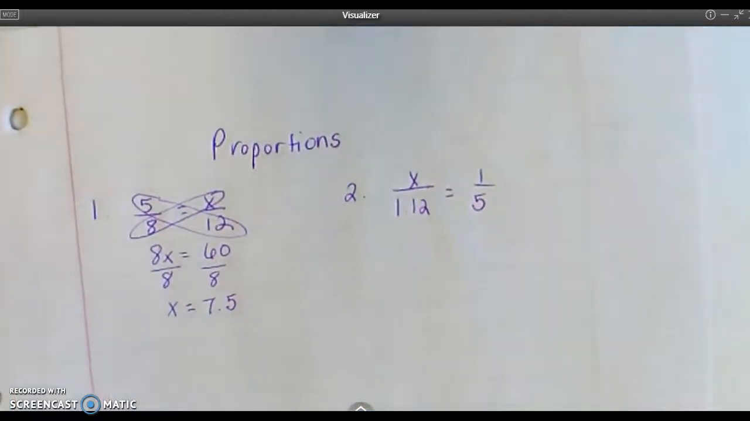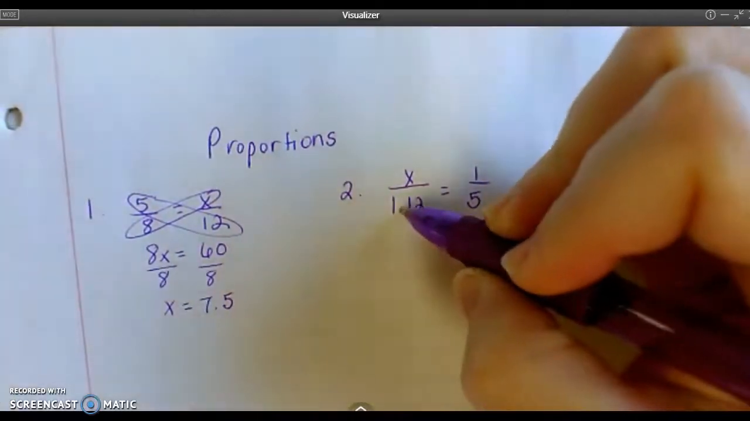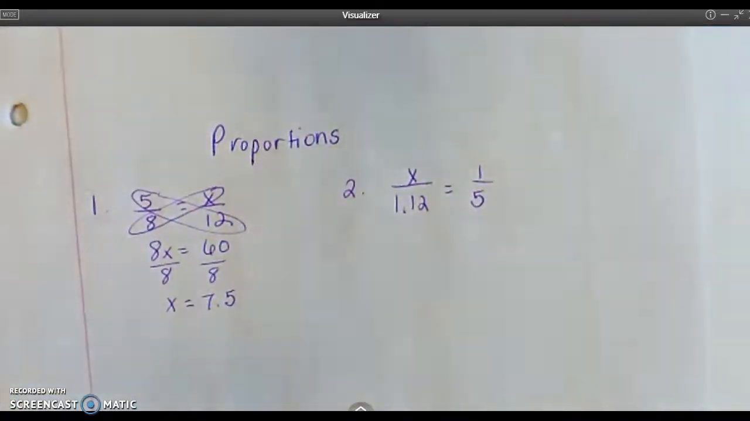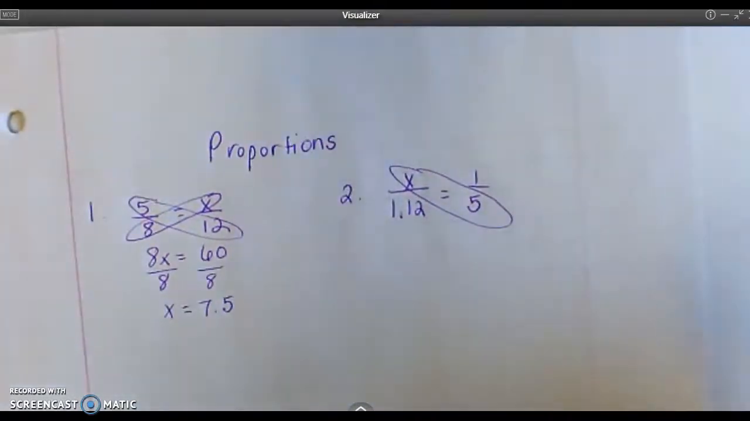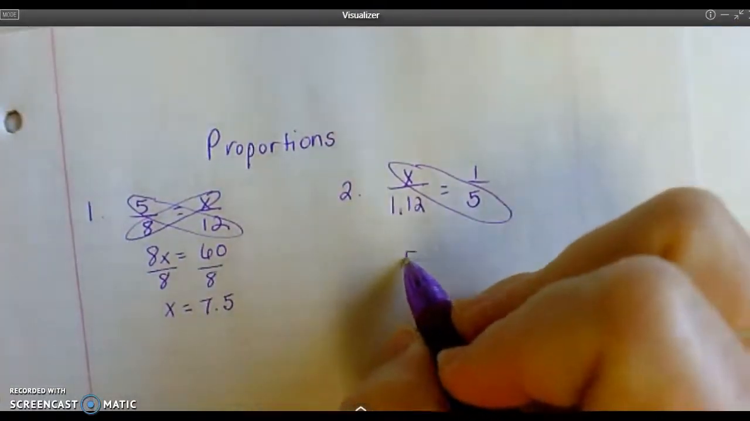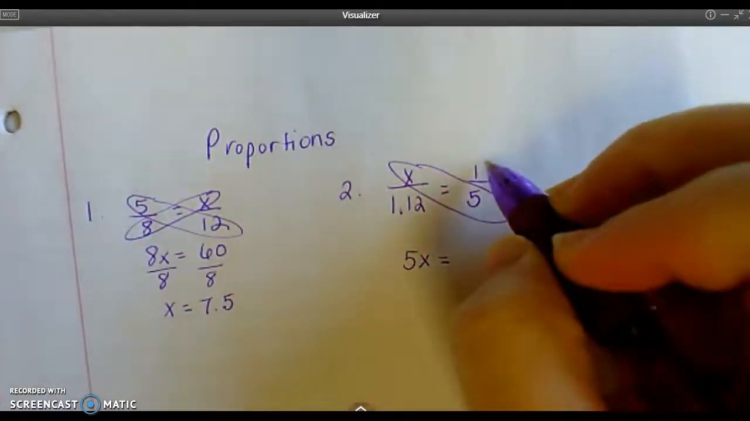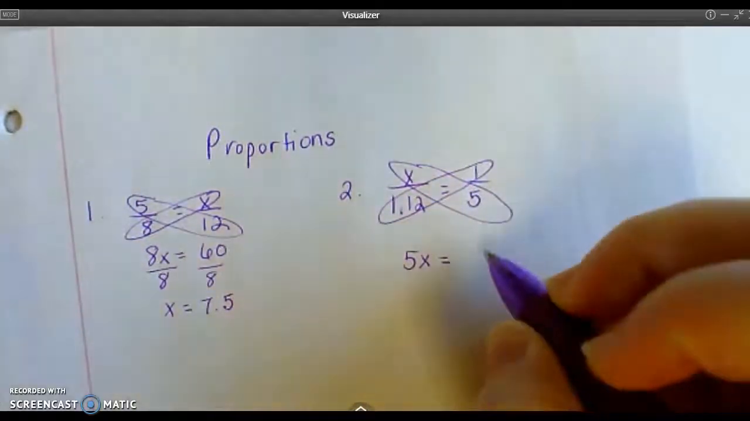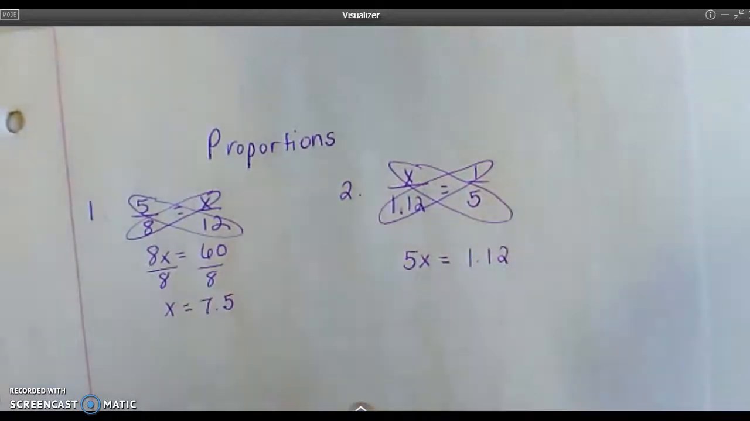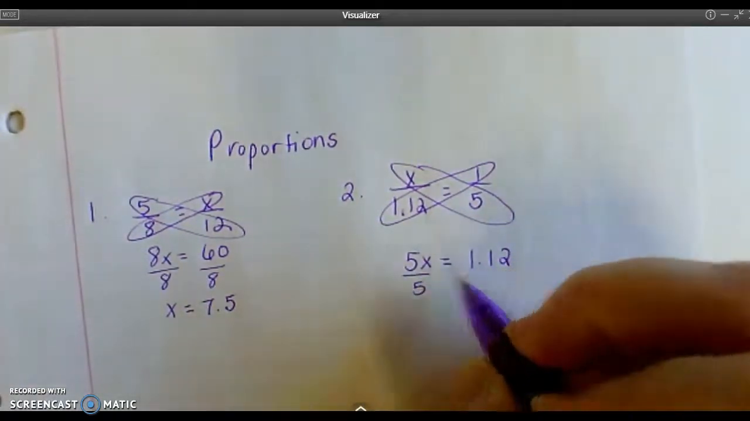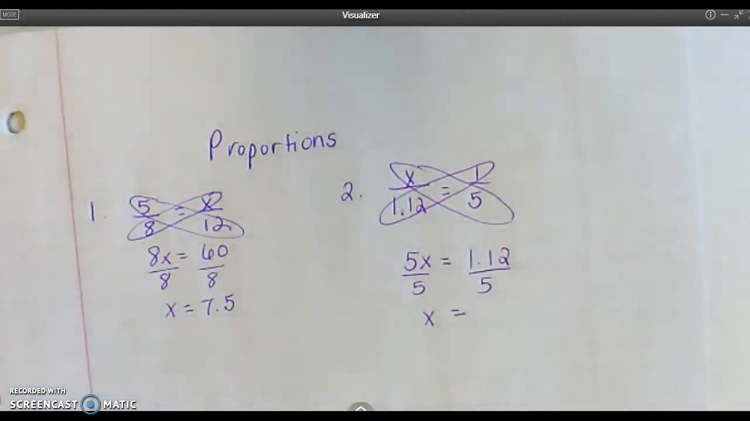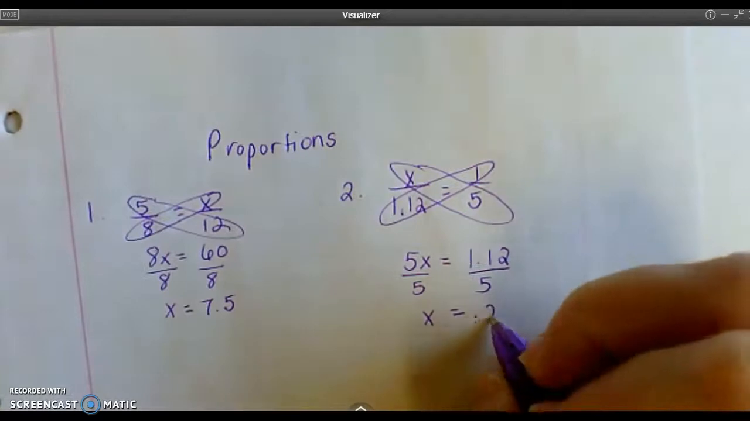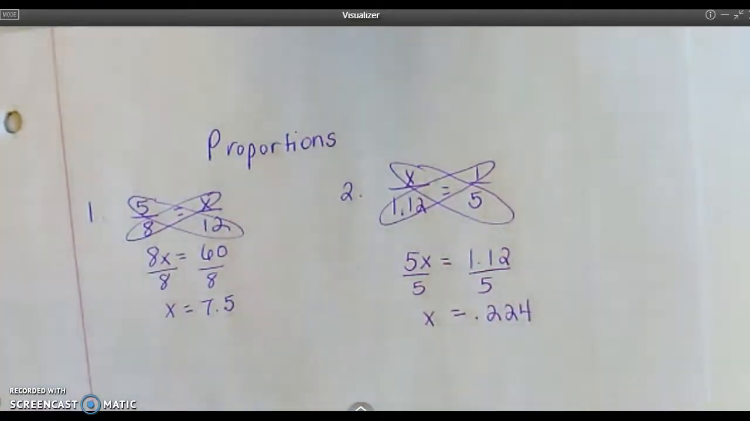Okay, so here's another problem. x over 1.12 equals 1/5. So again, I always start with wherever the x is and multiply that part first. So you get 5x. And then I multiply the other part. And it's always an equals between it. So then to solve it, you're going to divide both sides by 5. You get 0.224.